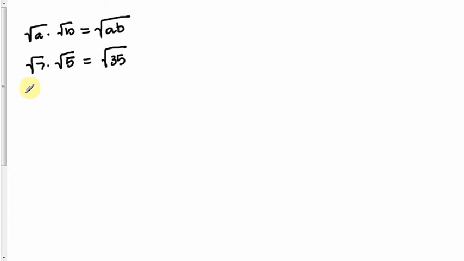If we had one like the cubed root of 2 times the cubed root of x, we could write that as the cubed root of 2 times x, which is just 2x. To review: radicals can be multiplied if they have the same index and the individual radicals are real numbers.